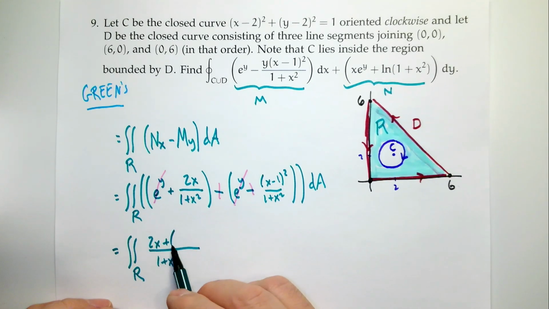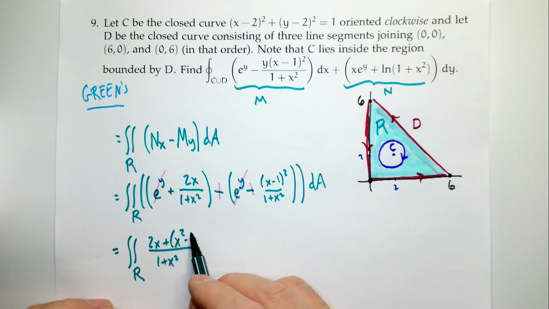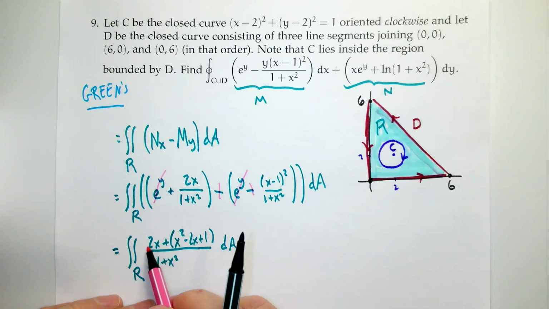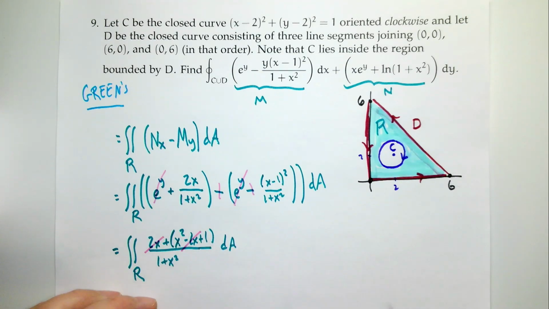Let's go ahead and expand that. That'd be x squared minus 2x plus 1. Oh, wait a second. Oh my gosh. Look at that. There's more cancellation. It's the cancellation fairy, the gift that keeps giving.